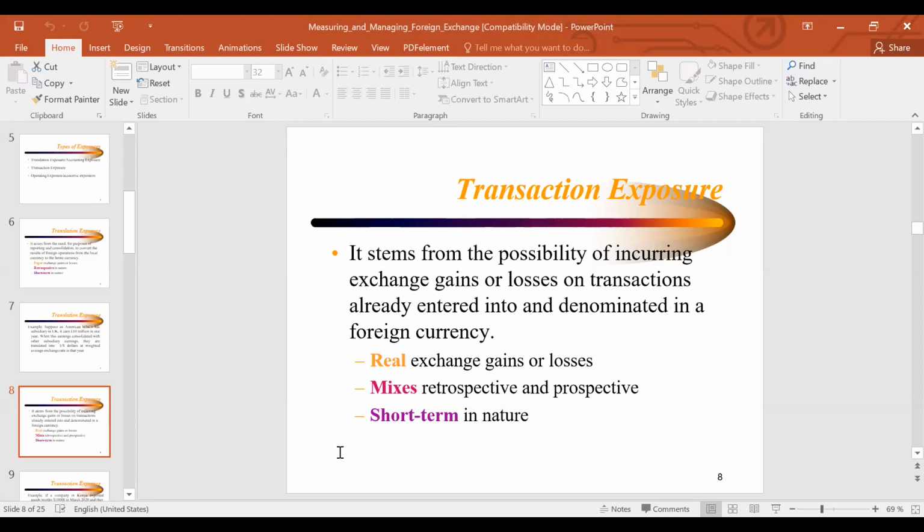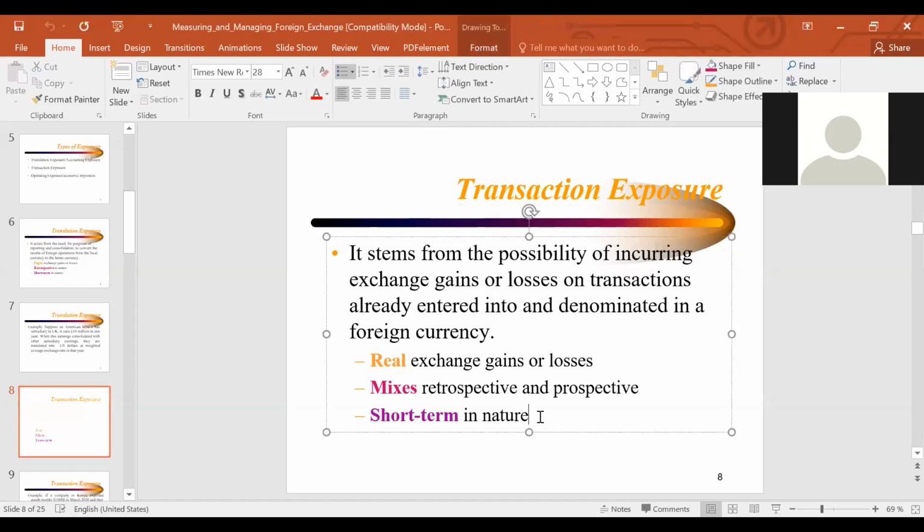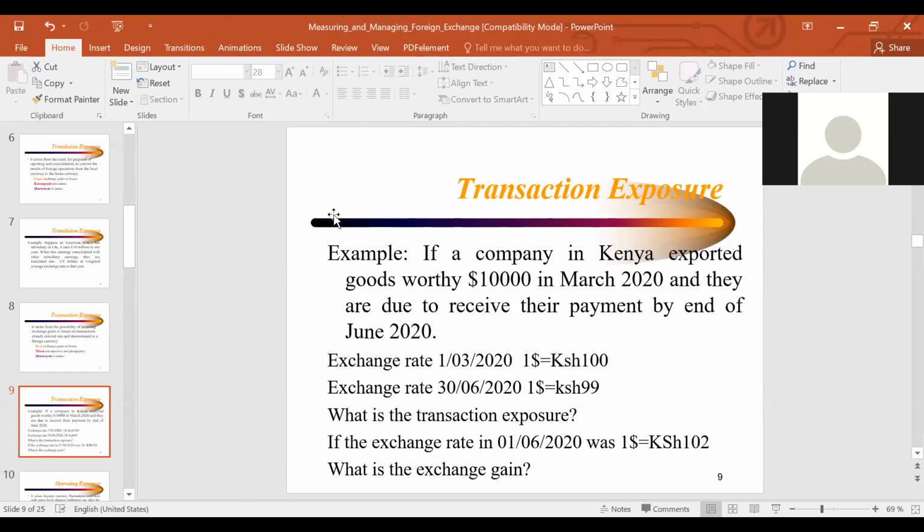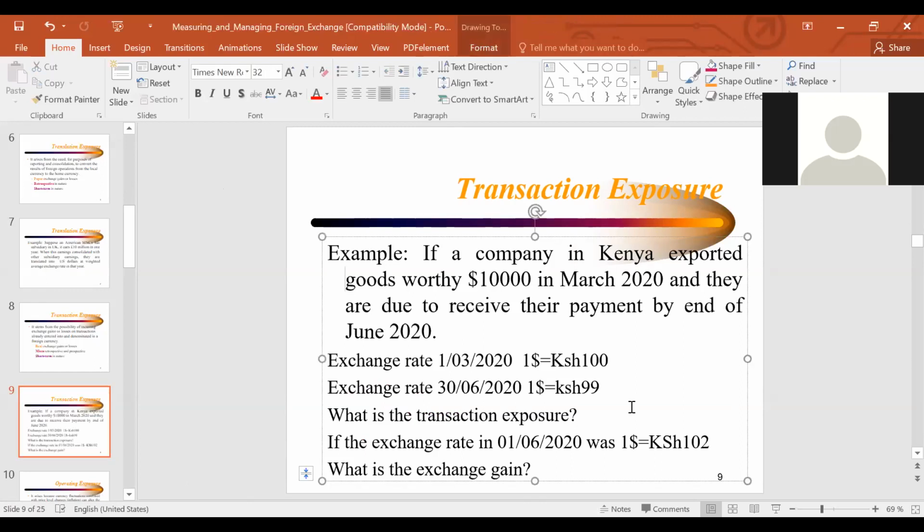So it stems from the possibility of incurring exchange gains or losses. There's a likelihood that the exchange rate might move to your favor, or it can move against you. If it goes to your favor, you are likely to make profit. If it goes against you, you are likely to make losses. What do you mean going against you and for you? Let's assume you have issued an invoice. There's an example in the next page.